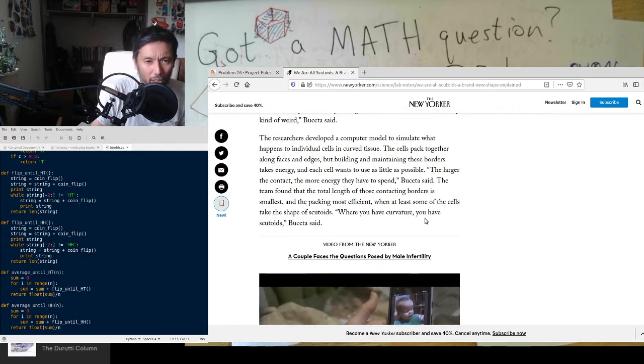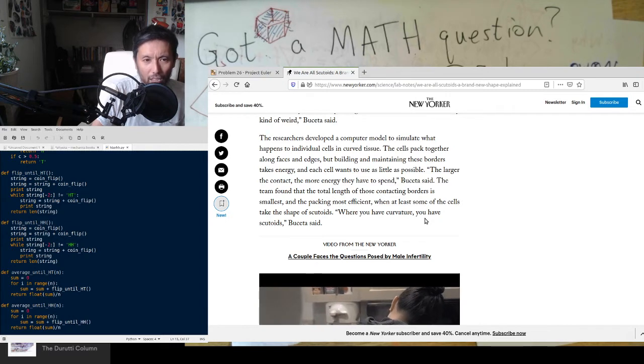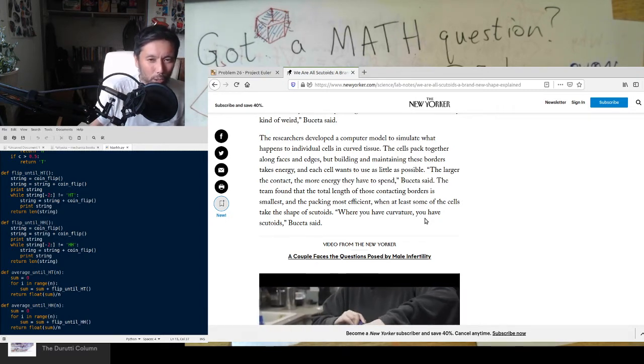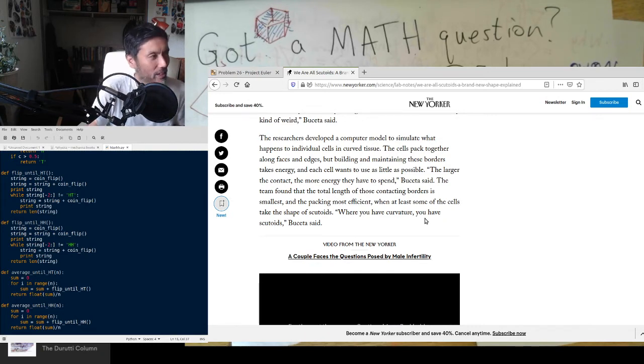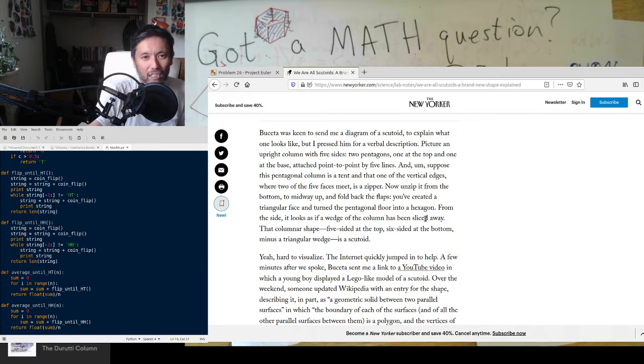The team found that the total length of these contacting borders is smallest and the packing most efficient when at least some of the cells take the shape of scutoids. Where you have curvature, you have scutoids. Okay, this is pretty interesting. Buceta was keen to send me a diagram of a scutoid to explain what one looks like, but I pressed him for a verbal description.